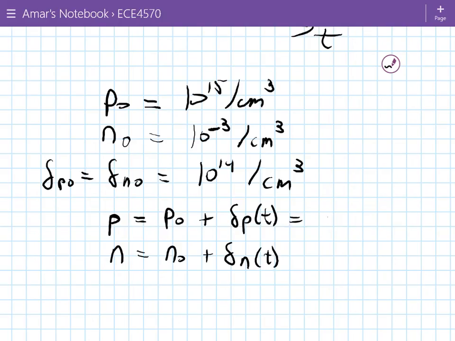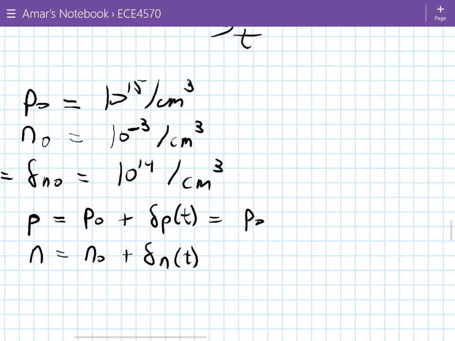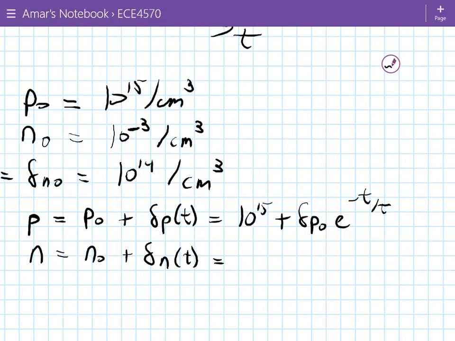So P0 plus delta P0 e to the negative t over tau. So let's just plug in the numbers here. 10 to the 15th, and this is 10 to the 14th. And we have 10 to the negative 3 plus 10 to the 14th e to the negative t over tau.